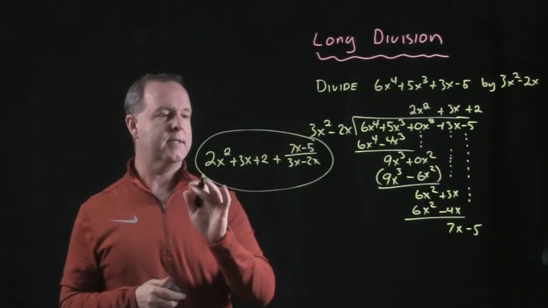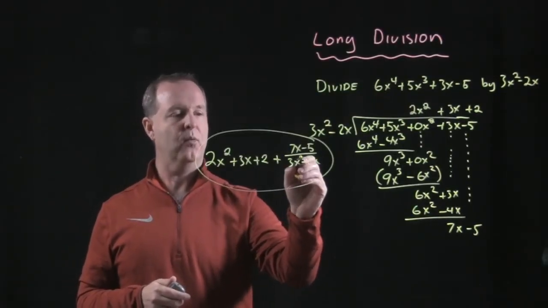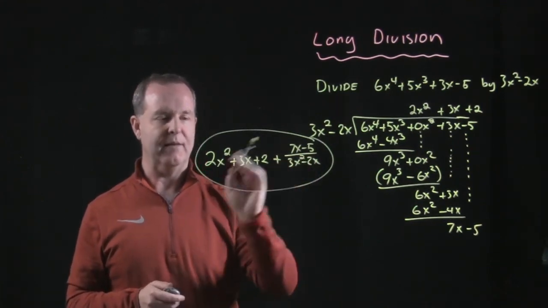Sorry, I just noticed one mistake. 3x, I just didn't write it down right. There's a 3x squared right there. I know somebody in the comments was going to leave that, so let me fix that right now.